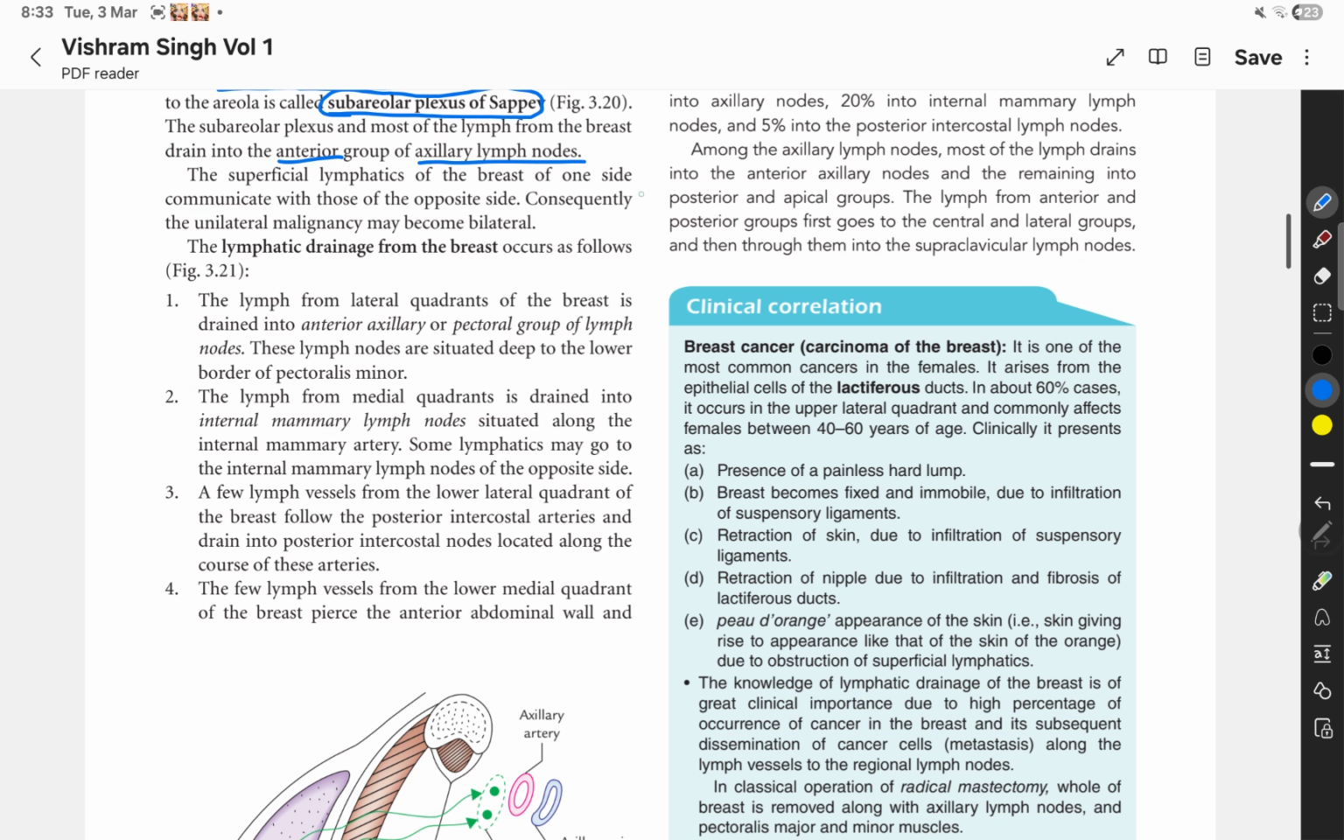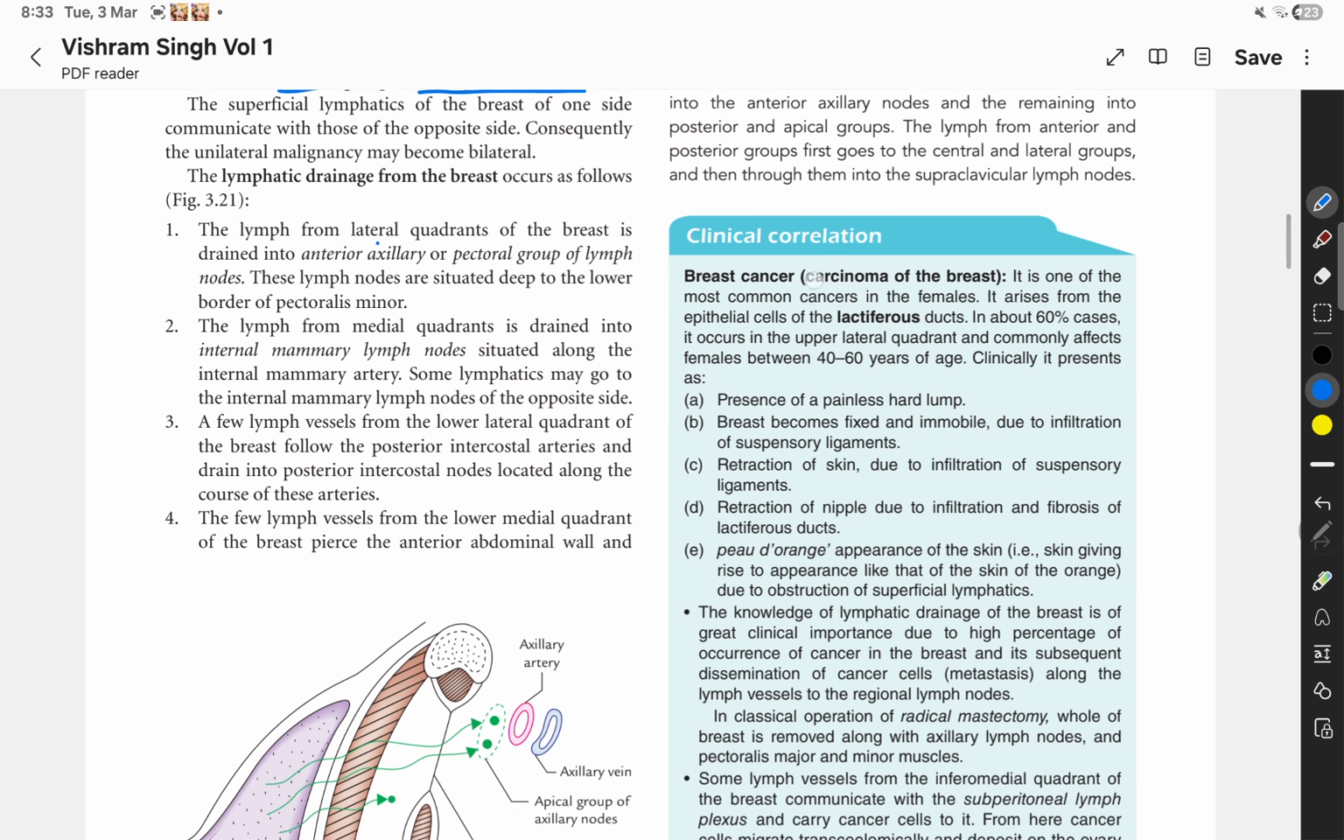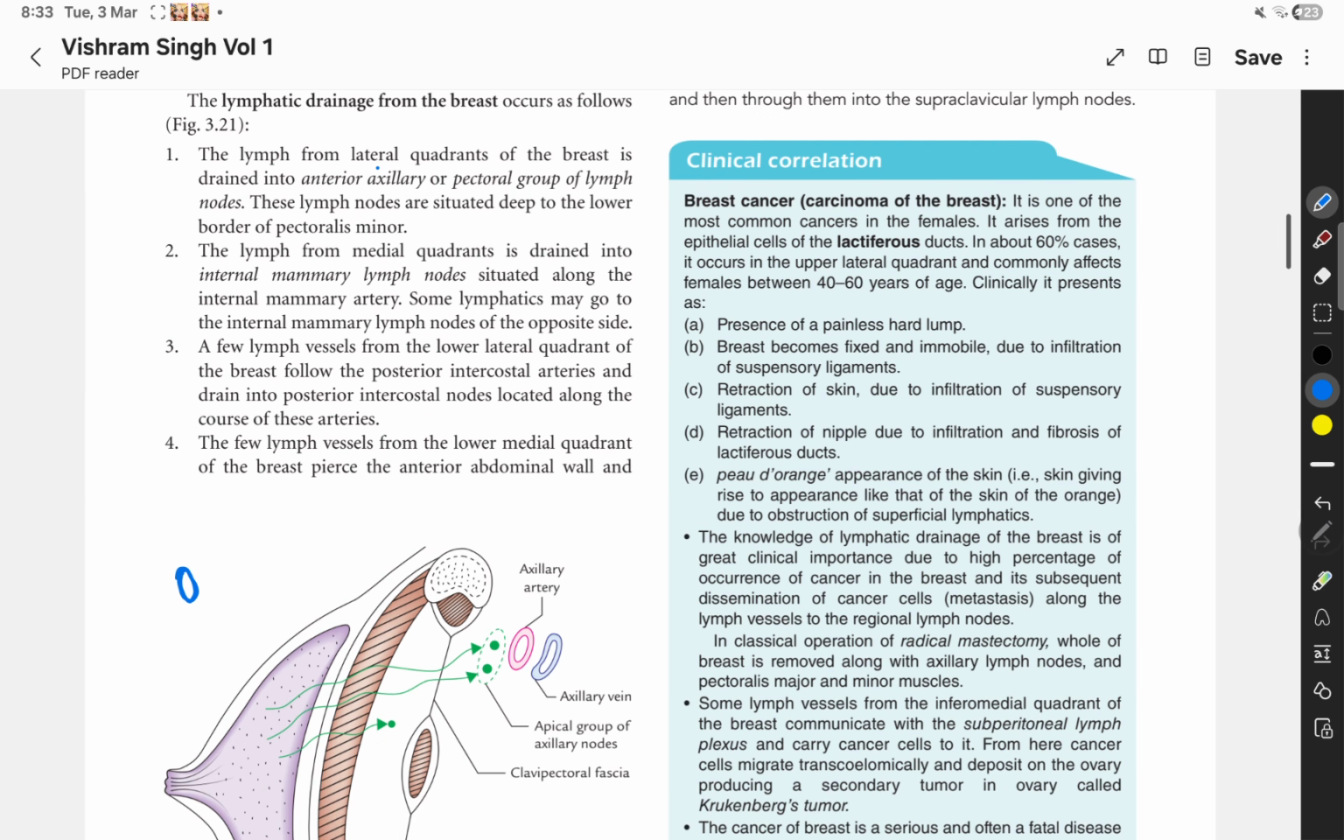The superficial lymphatics of the breast of one side communicate with those of the opposite side. Consequently, a unilateral malignancy may become bilateral. Lymphatic drainage from the breast occurs as well. The lymph from the lateral quadrants of the breast is drained into the anterior axillary or pectoral group of nodes. These lymph nodes are situated deep to the lower border of the pectoralis minor muscle. The lymph from the medial quadrant is drained into the internal mammary lymph nodes.